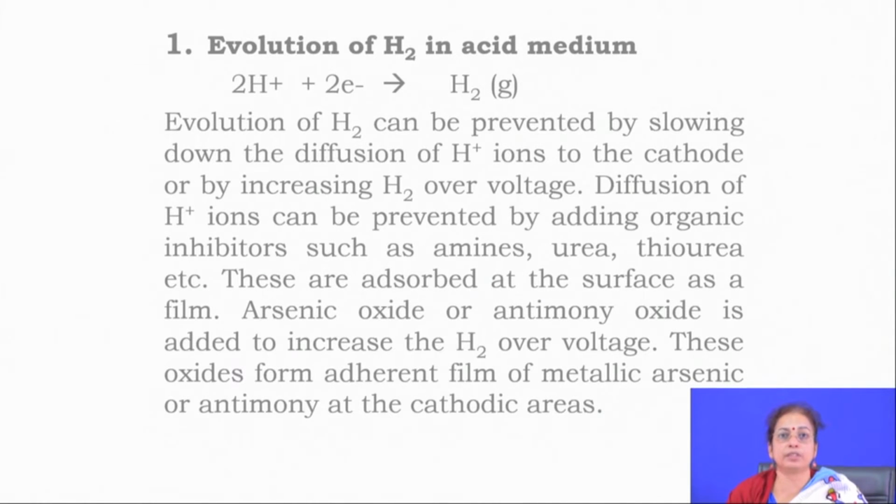Evolution of hydrogen can be prevented by slowing down the diffusion of hydrogen ion to the cathode or by decreasing the hydrogen overvoltage. Diffusion of hydrogen ion can be prevented by adding organic inhibitors such as amines, urea, thiourea. They are adsorbed at the surface as a film. Arsenic oxide or antimony oxide is added to increase the hydrogen overvoltage. These oxides form an adherent film of metal arsenic or antimony at the cathodic sites.